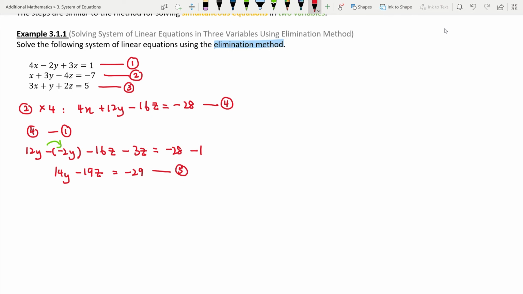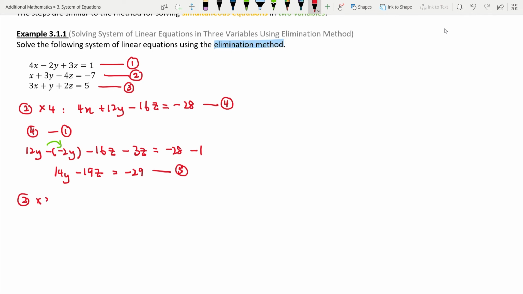Equation 5 contains only two variables. We have used equation 1 and 2 to eliminate the variable x. Now we need to eliminate the variable x with other combinations of the equations. For the next combination, I choose to eliminate variable x from equation 2 and equation 3. In order to do so, I need to multiply equation 2 by 3 to make the coefficient the same.